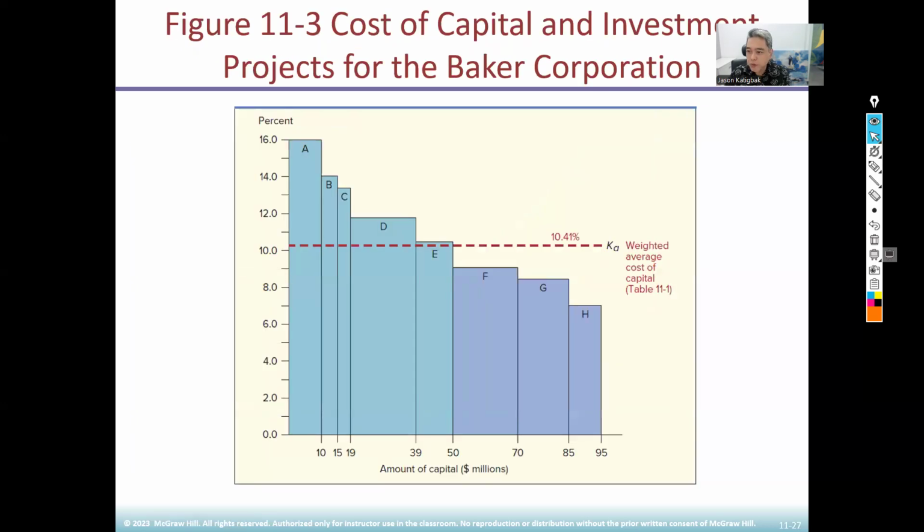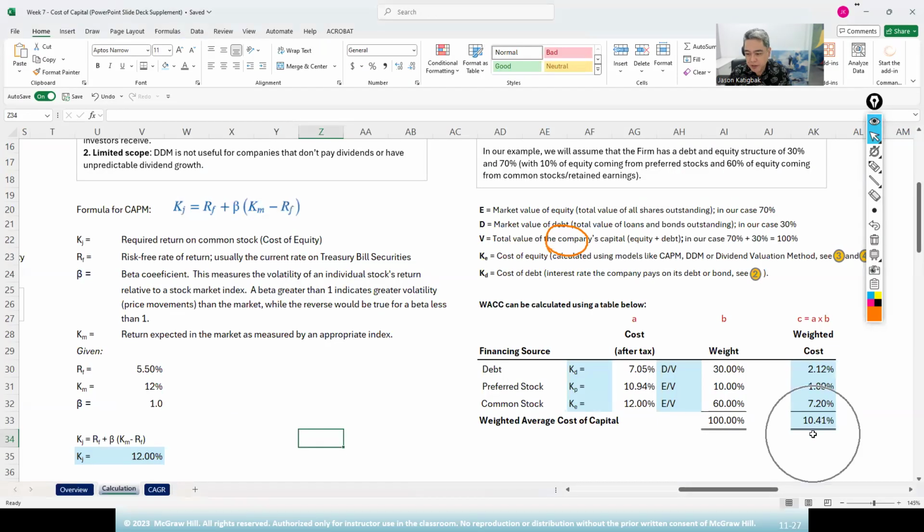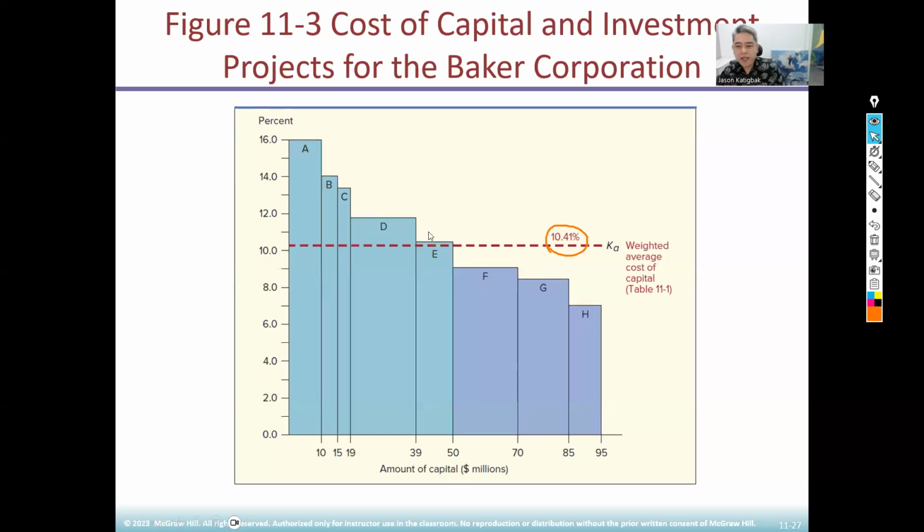So here in the book, if you read the book, we computed 10.41. Where did we get that? We're using the same thing as our 10.41. But now, not just a PowerPoint, you can play with it and recompute it. I'm going to go back. So we're saying that if A, B, C, all the way to H are projects, and project A would return 16%, what's the cost of capital? 10.41, the weighted average cost of capital.